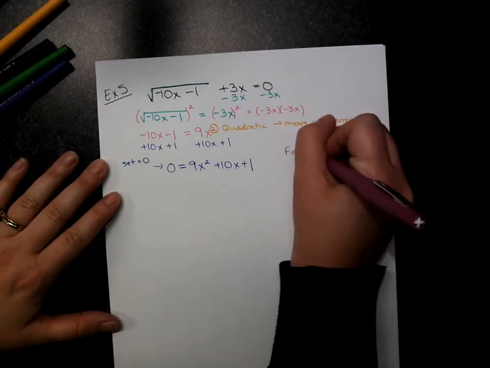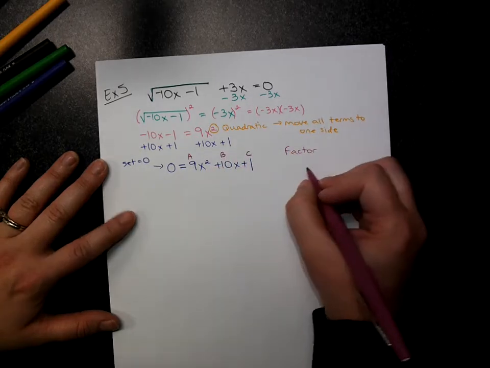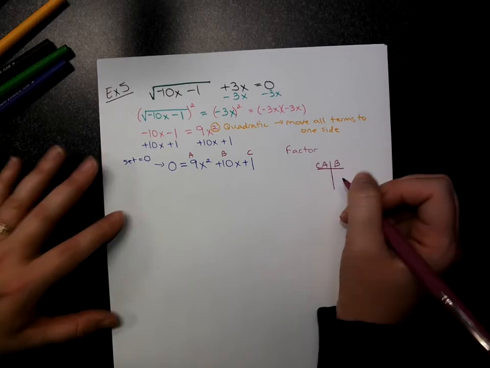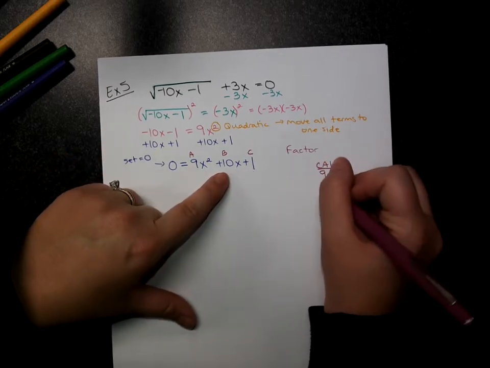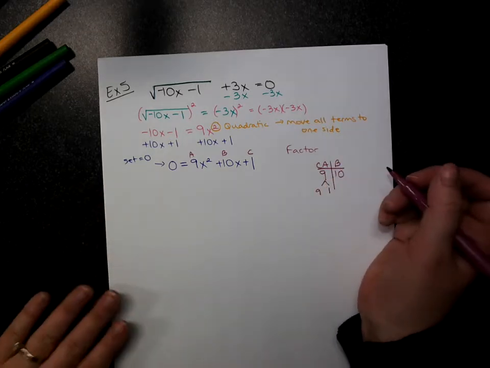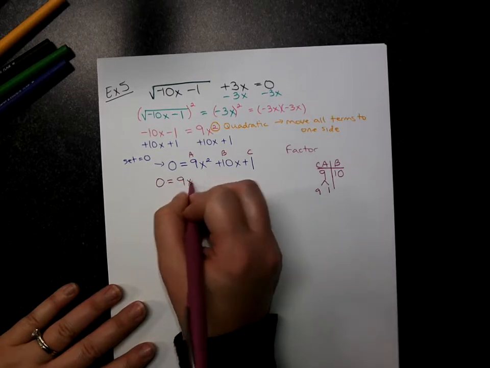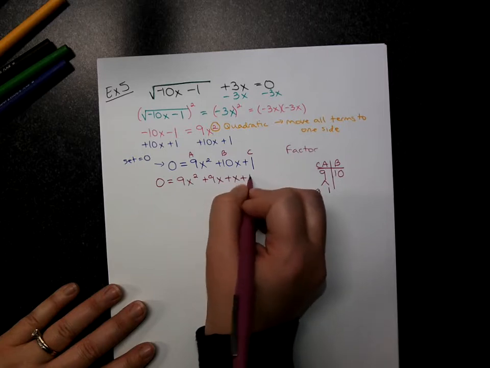So we're going to work off to the side here. We've got a, b, and c. I don't see a GCF, so I'm going to set up my CAB chart here. 9 times 1 is 9. Middle term is 10. 9 and 1 would be my pair. I'll leave that 0 there. This is 9x squared plus 9x plus x plus 1.